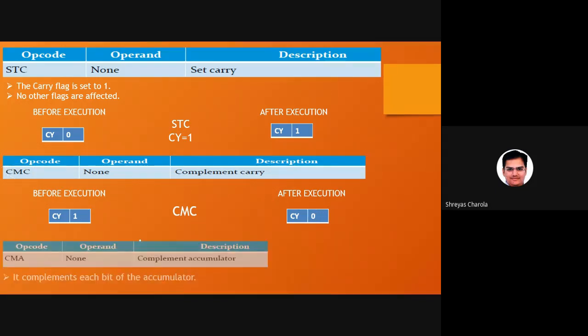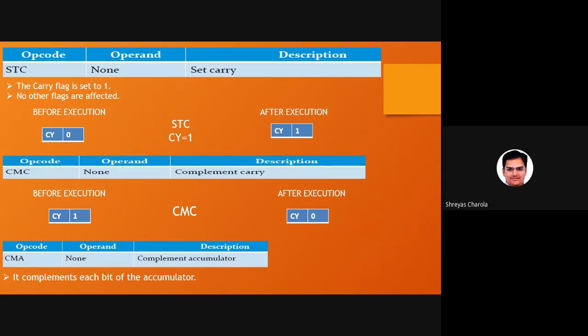And the last we have complement accumulator. Let's suppose the accumulator data is 0 0 0 0 1 1 1 1. Now when you write a CMA, all the bits of the accumulator will be inverted. So 0000 1111 converts into F0. Each bit of the accumulator is converted, 1 to 0 and 0 to 1.